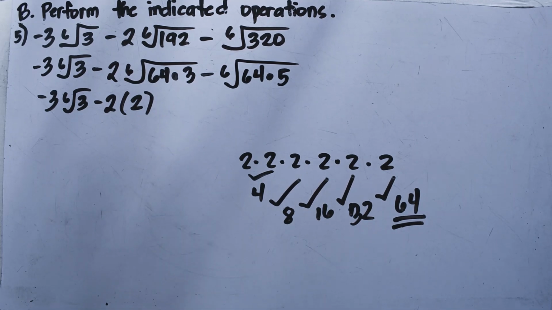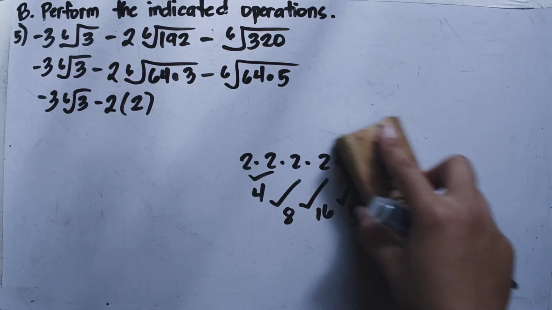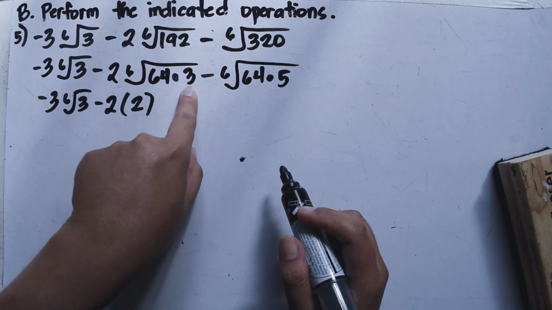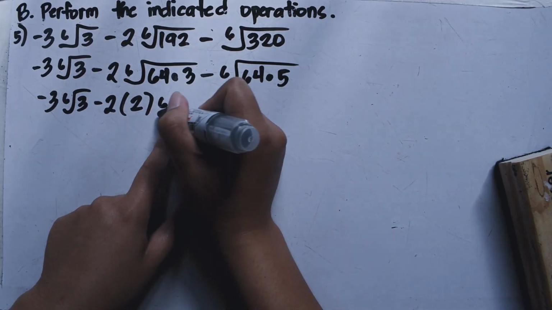Again, pwede kayong gumamit or gumawa ulit ng table para mas madali. Pinakita ko lang po dito saglit. Doon po nanggaling yung 2. Nailabas ko si 6 root of 64. So, ano na lang matitira sa loob? Si 3. So, matitira yon 6 root of 3.